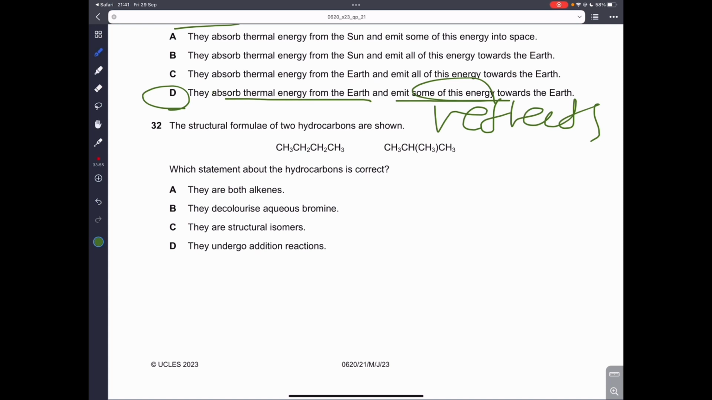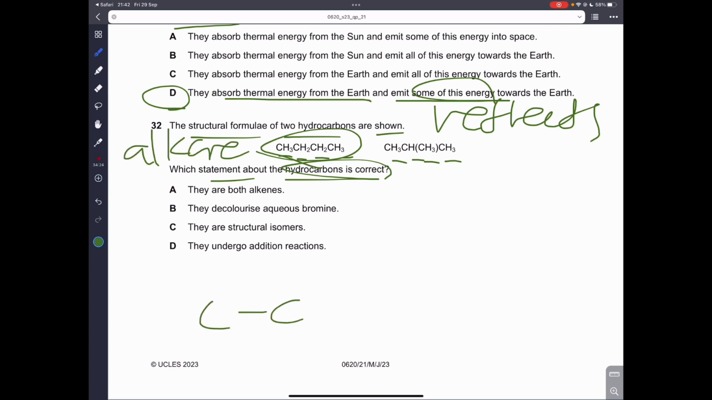Question 32. Now this is an organic chemistry question. The structural formulae of 2 hydrocarbons are shown. Hydrocarbons meaning only carbon and hydrogen atoms. Which statement about the hydrocarbons is correct? So we can see CH3, CH2, CH2, CH3 and CH3, CH, CH3, CH3. So let's look at it. The first one is definitely going to be an alkane, because if we draw it out, it's going to be C, C, C, C. It's going to be CH3, CH2, CH2, CH3. Now there are only single bonds here. This is an alkane. Let's draw the other one.